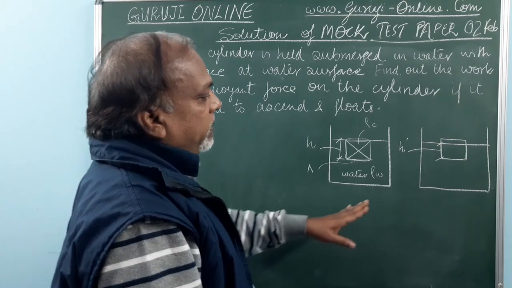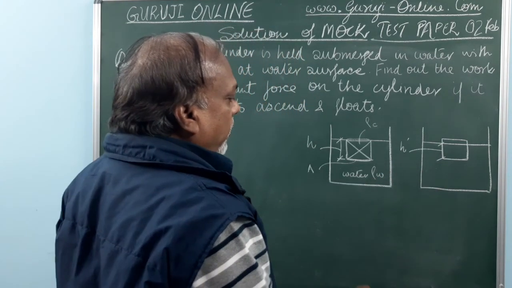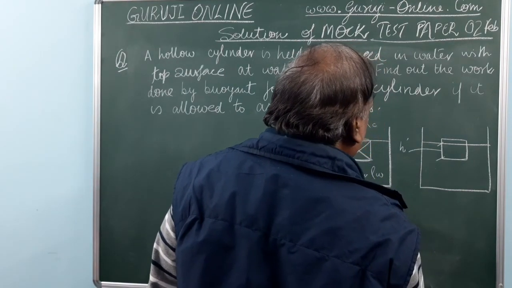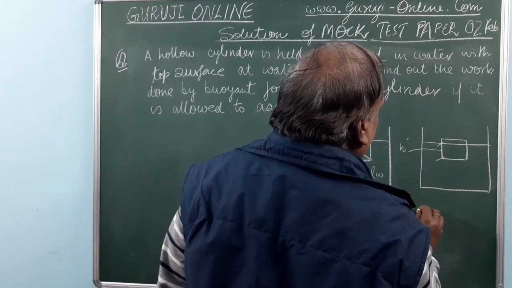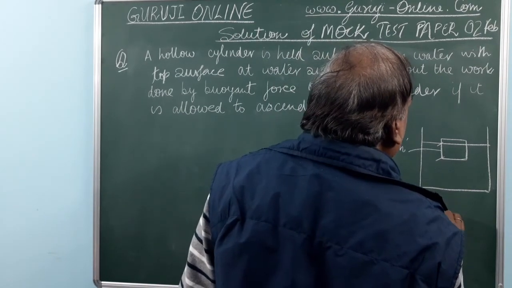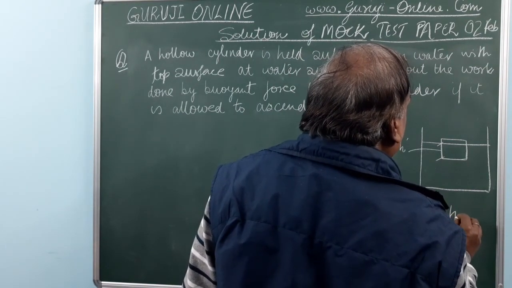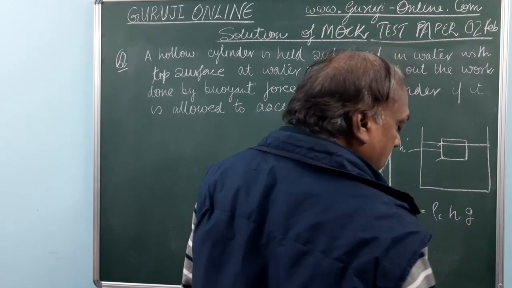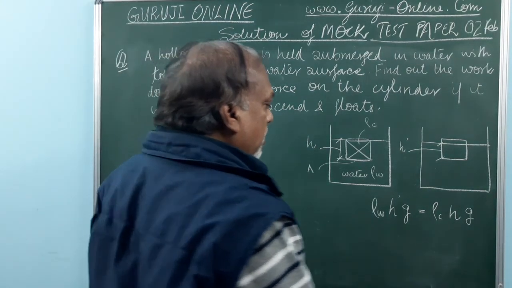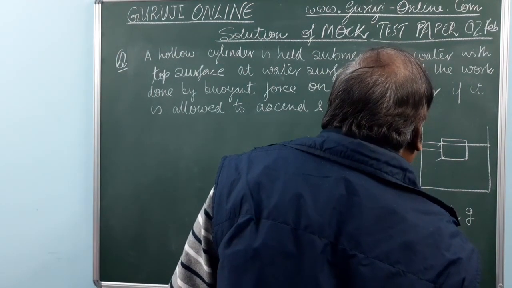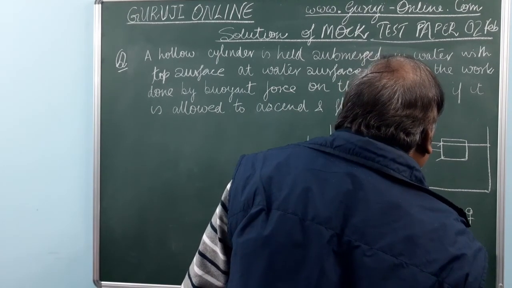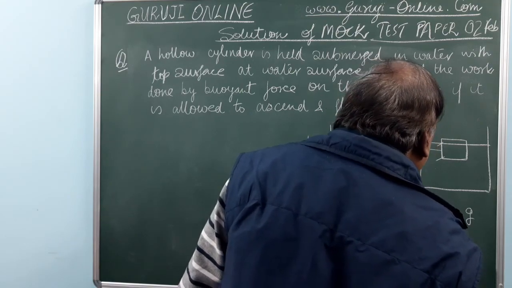Well, with this picture, we can find out: H dash times rho water times G is nothing but rho of cylinder times H times G, or H dash upon H is nothing but rho C upon rho W.